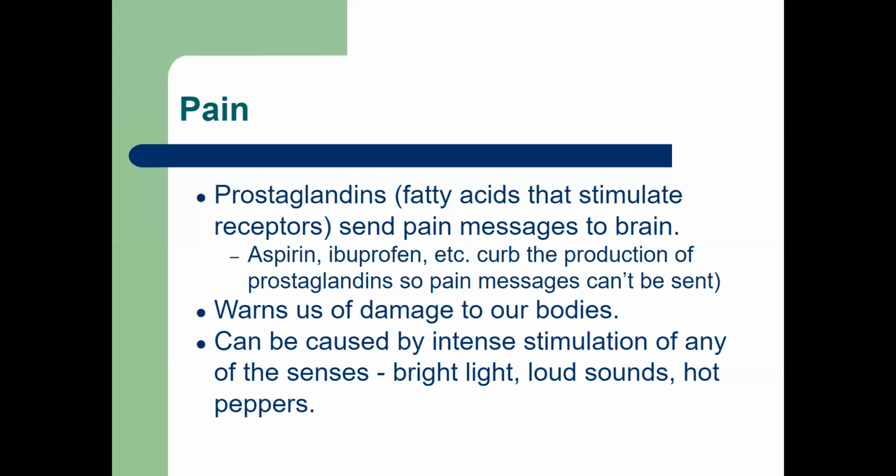These messages take two different pathways. The fast track pain messages go to the thalamus and then to the frontal and parietal lobes. These cause sharp localized pain. The slow track pain messages go first to the limbic system and then to the frontal and parietal lobes, and cause that kind of nagging pain.